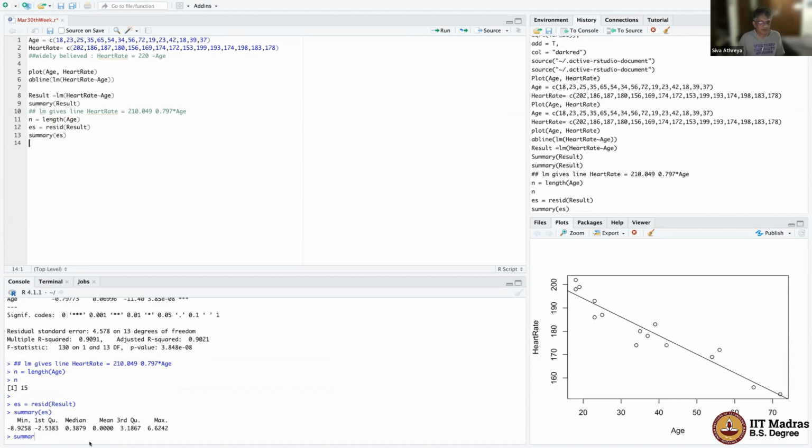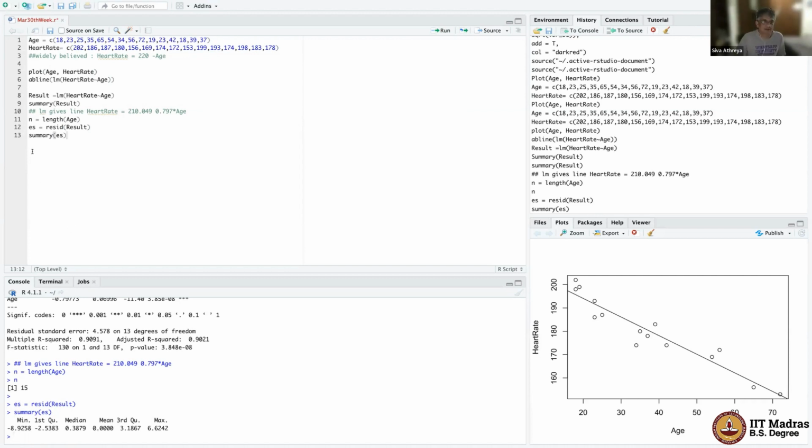So it'll give you all the residuals. It tries to map all the residuals. It gives you the minimum, minus 8.9, and the maximum, 6.6. So some person is very large, and the median, or mean, is 0. So some people are very good.